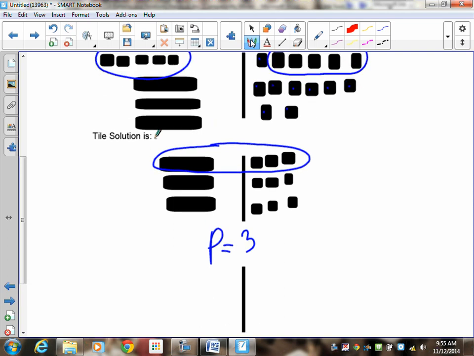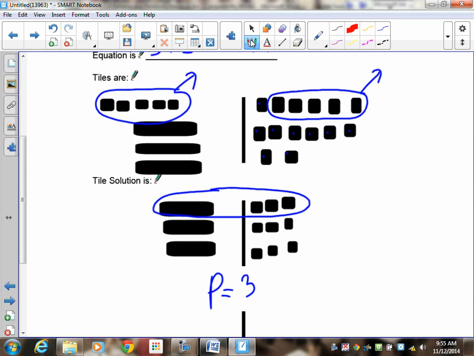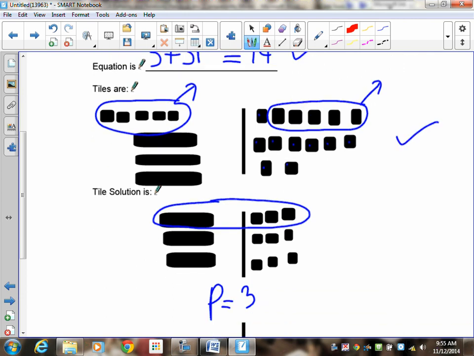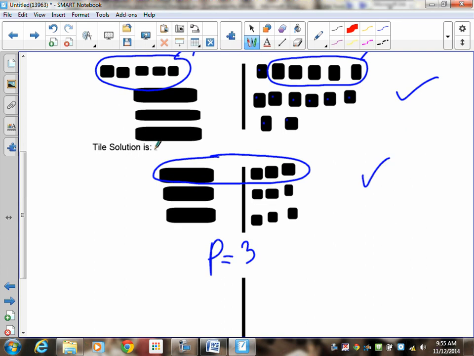So how am I going to mark this? Well, did you come up with the equation? Check. Did you draw it correctly? Check. Did you take 5 from each side? Check. Did you redraw it? Check. Did you group it? Check. Did you circle the answer? Check. And did you tell me what that answer is?